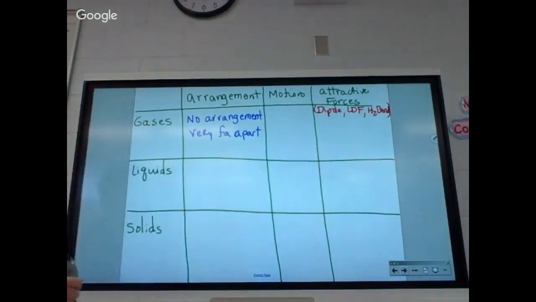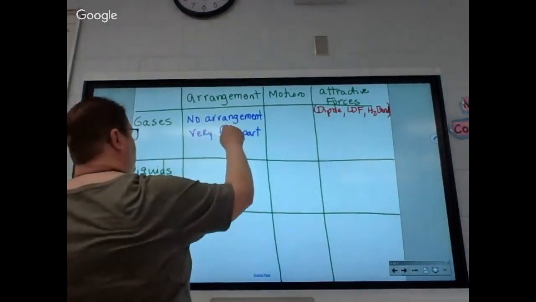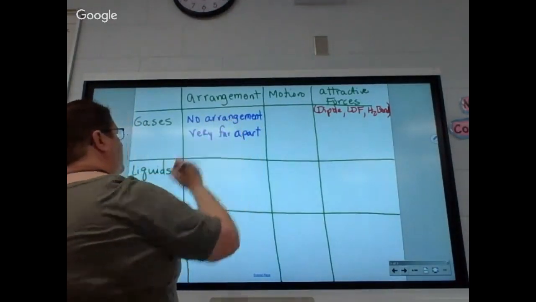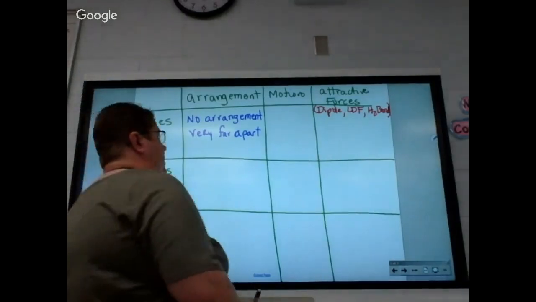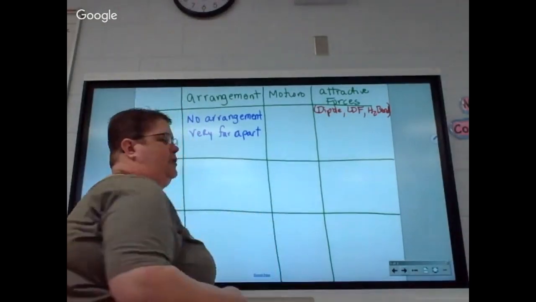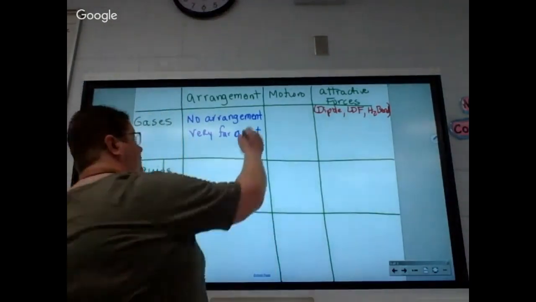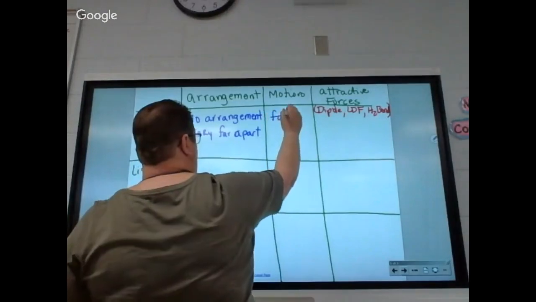Now, if they're very far apart, let me fix that. All right, so if there's no arrangement and they're very far apart, what can you tell me about their motion? They can move around a lot. Would they be the fastest moving of the three or the slowest? Fast. Okay, they're the fastest moving of the three.